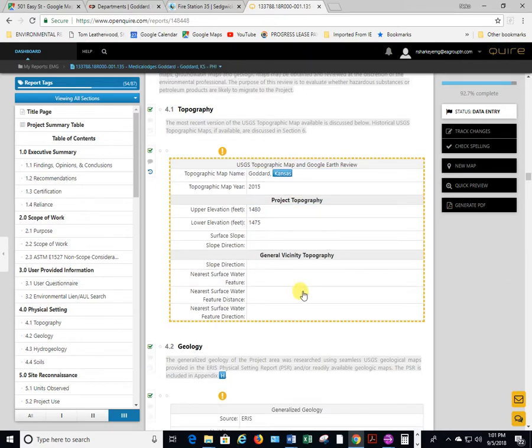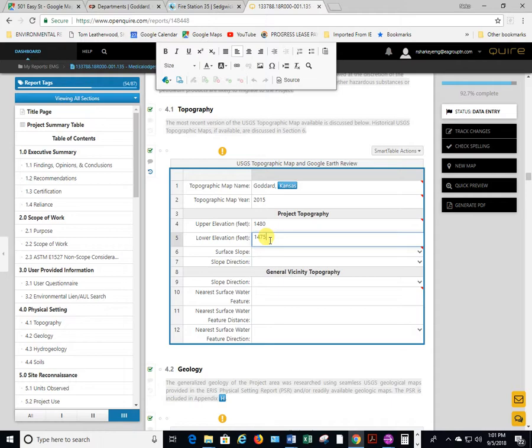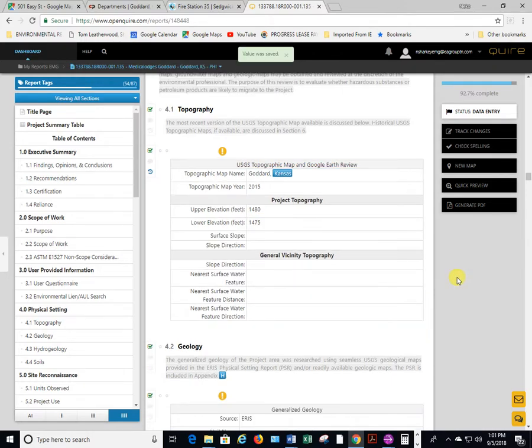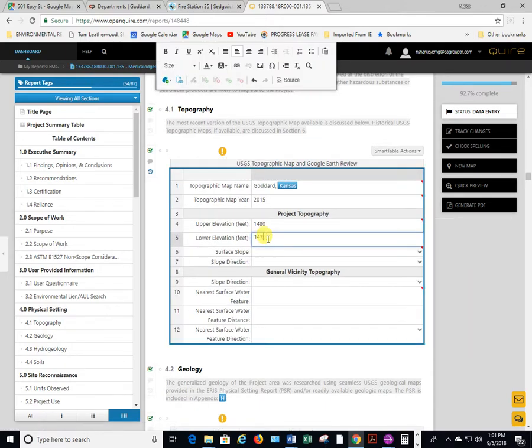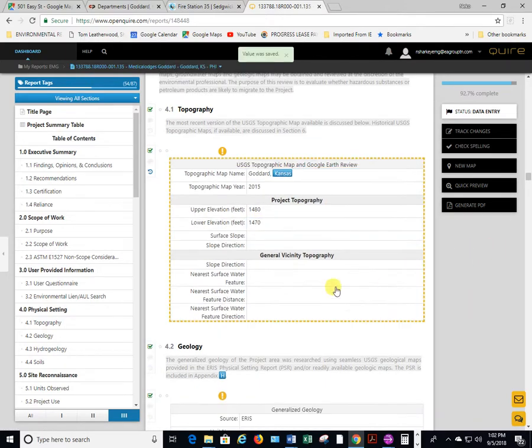Now, if the field manager gets on site and notices that this property slopes significantly in some direction, we may come in and change this because I'm supposed to review this anyway. I may change this to 1470 and say, well, no, that property drops about 10 feet. But for your purposes, again, you stick to increments of 5, okay?